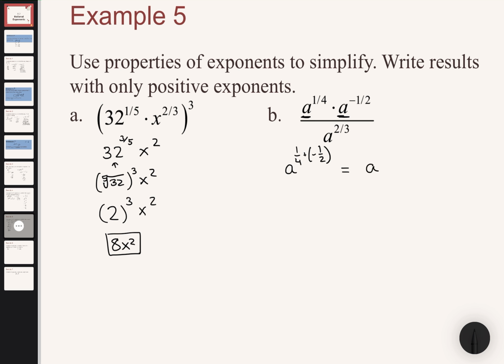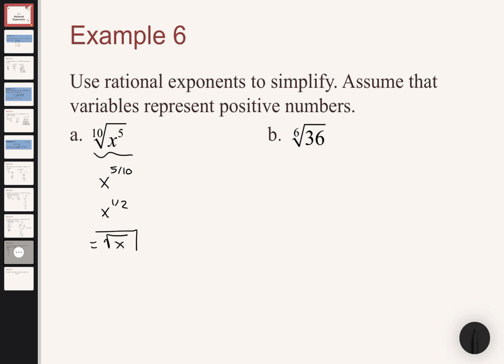Okay, I was kind of talking about this earlier, right? We've been secretly using these rules without really knowing it. I can also rewrite the other direction, okay? So the 10th root of x to the 5th, I can rewrite as a fractional exponent, 5 over 10. I can simplify that to 1/2. And then 1/2, I could actually rewrite as a square root. So our final answer here is the square root of x. That's what we're looking for.